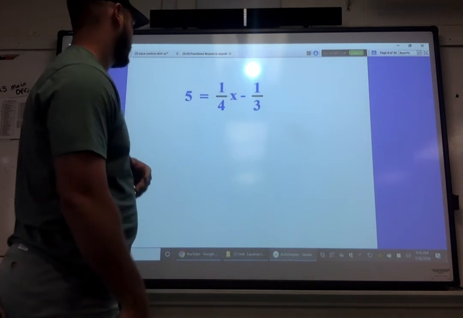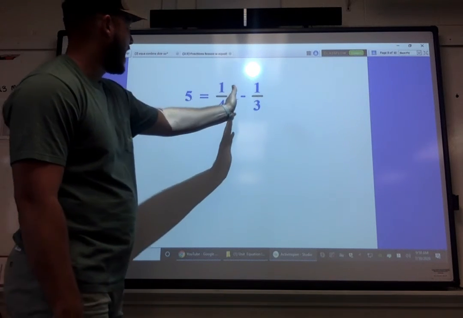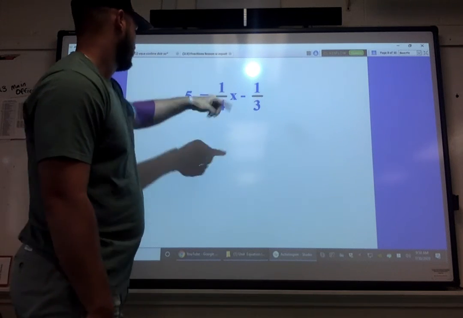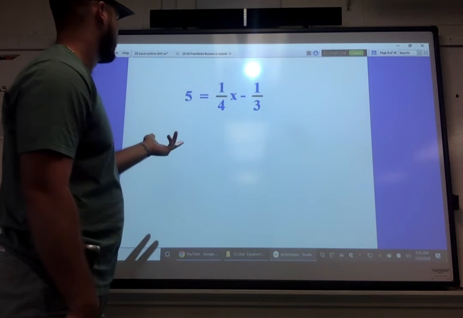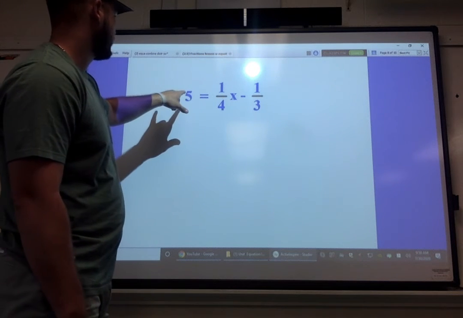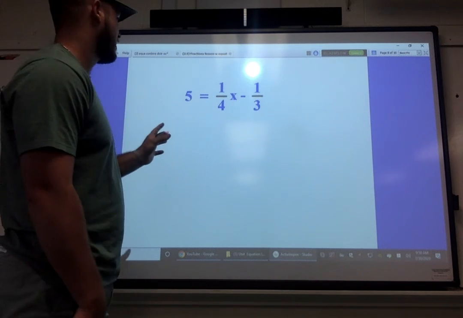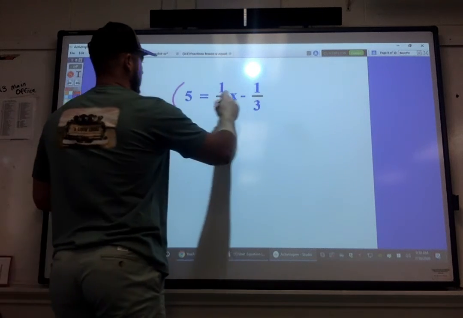Like Mr. Greg said, if you wanted to change it to decimals, you could even go ahead and add a 1/3 or a 0.333 to your 5. Or if you want to multiply, you can do that as well. What I would probably do is multiply everything by 5. It's going to get you whole numbers.